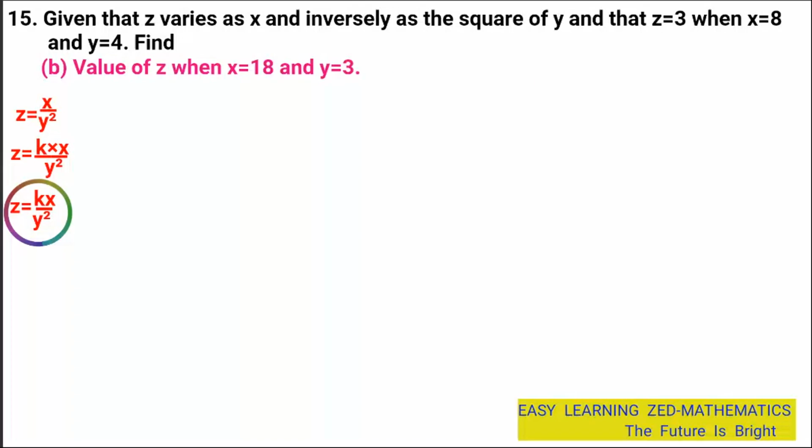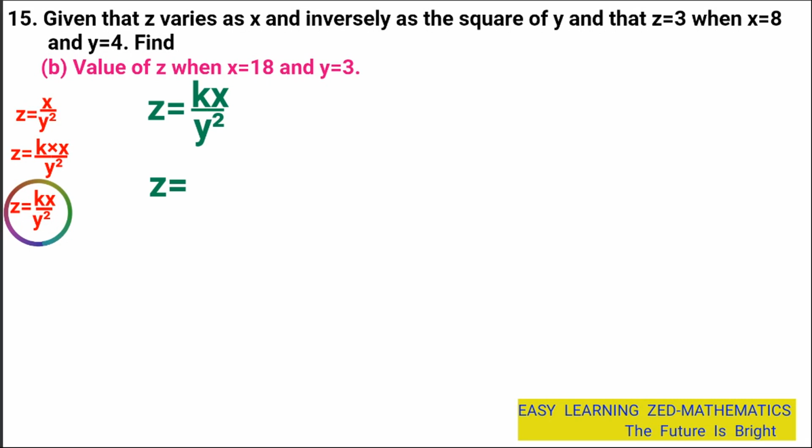Now let's go to question 15b. Question B was: find the value of z when x is equal to 18 and y is equal to 3. So we are supposed to find the value of z. We're going to use the same formula, which is z is equal to kx over y squared. So what we're going to do next is put the values. Is z given? No, we want to find the value of z, so we're going to write z.